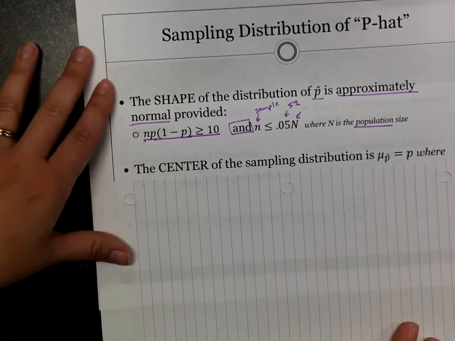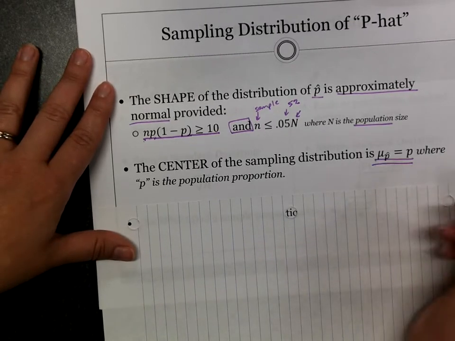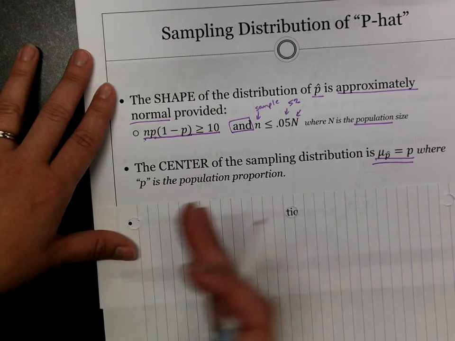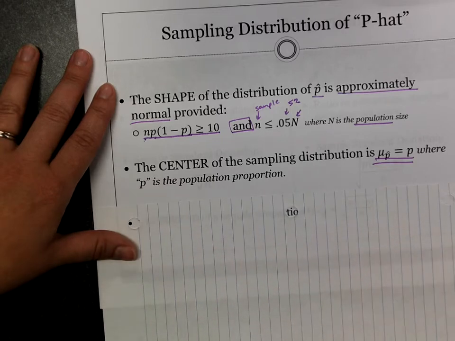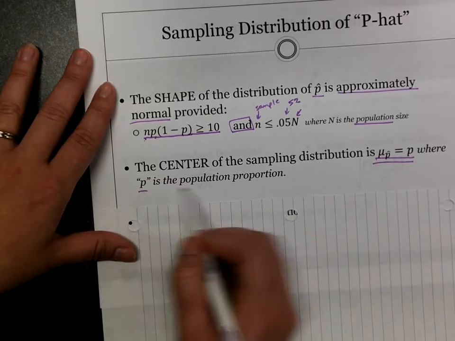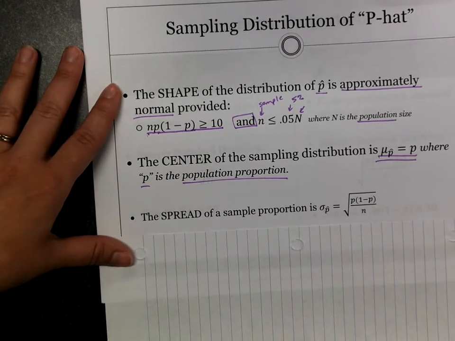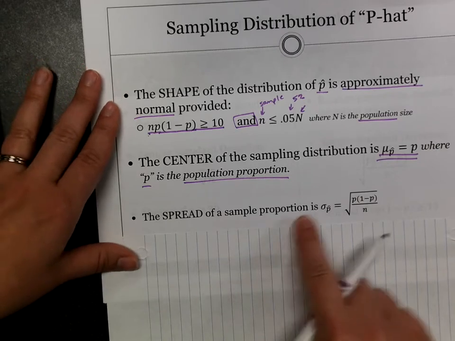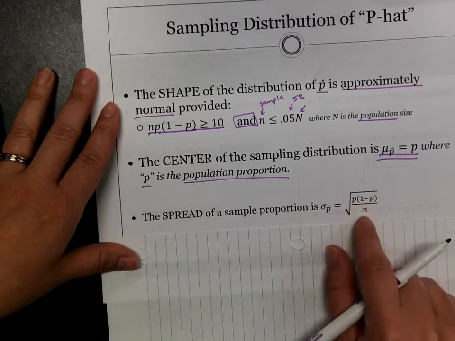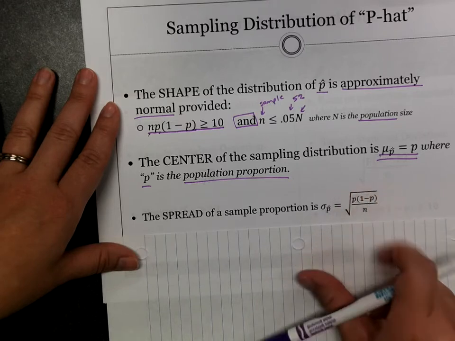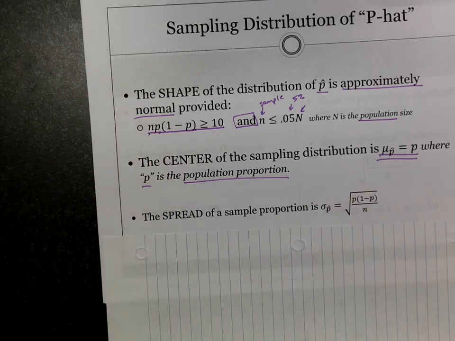The center of the sampling distribution is the true proportion. So just like means, where the average of all the samples is equal to the true mean, the average of all the sample proportions is equal to the true proportion. So P is the population proportion or percentage. The spread's going to be a little bit different. The spread of a sample proportion is P times 1 minus P divided by the sample size, and the whole thing is square rooted. So it's calculated a little bit different than it is for means.